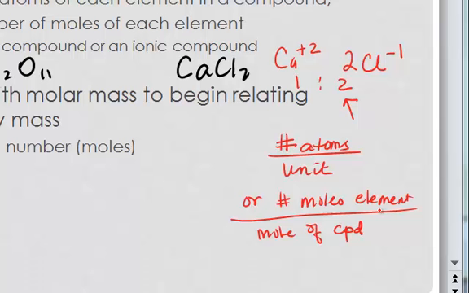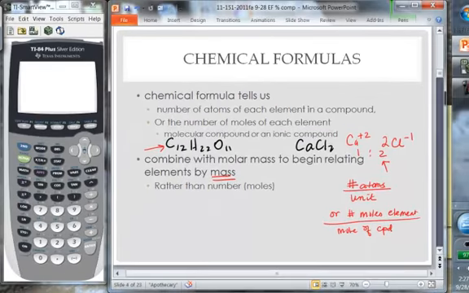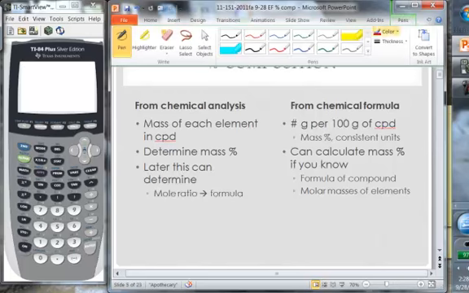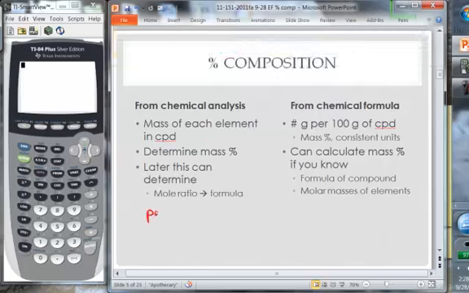Now, in the lab, we're dealing with mass, and so we're going to be looking at the relationship between mass and moles in these systems. But what we'll do first is look at percent composition. So, there are 2 ways to deal with percent composition, either from a chemical analysis, where you could have the mass of each compound, and then the percent is equal to the part divided by the total times 100.